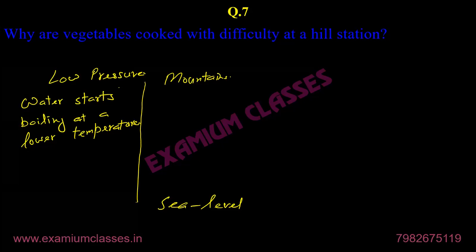You won't be saying that temperature will be low. Okay? So yes, we know that on mountains, hill stations, temperature is low, but that is not the main cause. The main cause is that the water starts boiling at a lower temperature, say at 90 degrees. So now the vegetables will be cooked at 90 degrees Celsius instead of 100 degrees Celsius. So you will say that at mountains we have low pressure. This low pressure results in water boiling at a lower temperature, and hence vegetables are cooked with difficulty.